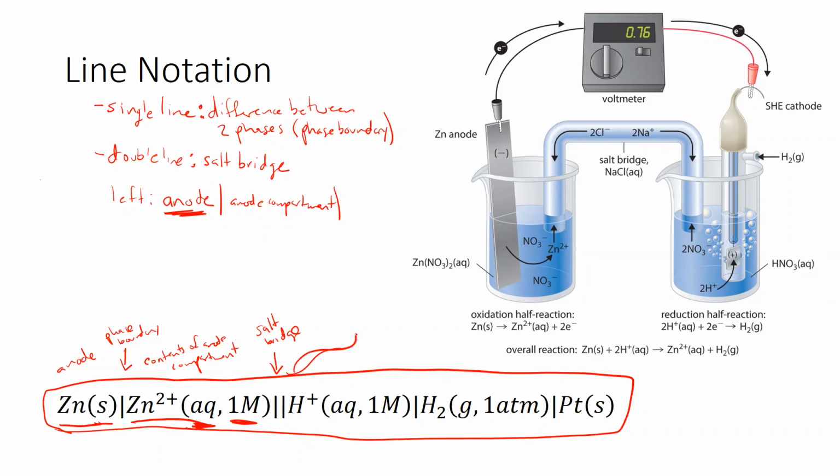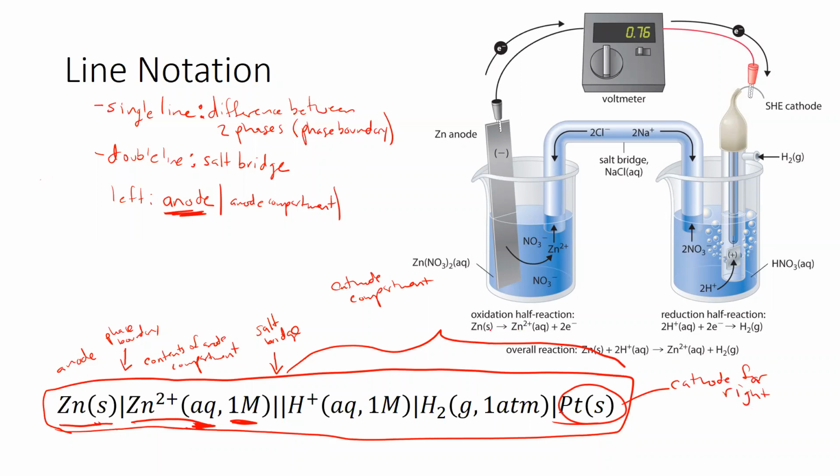Notice that's a big thing here. I guess it's the whole thing, so let me see if I can draw this out better. So there's our cathode compartment. On the farthest right, that's going to be your cathode. You've got a couple of phase boundaries.